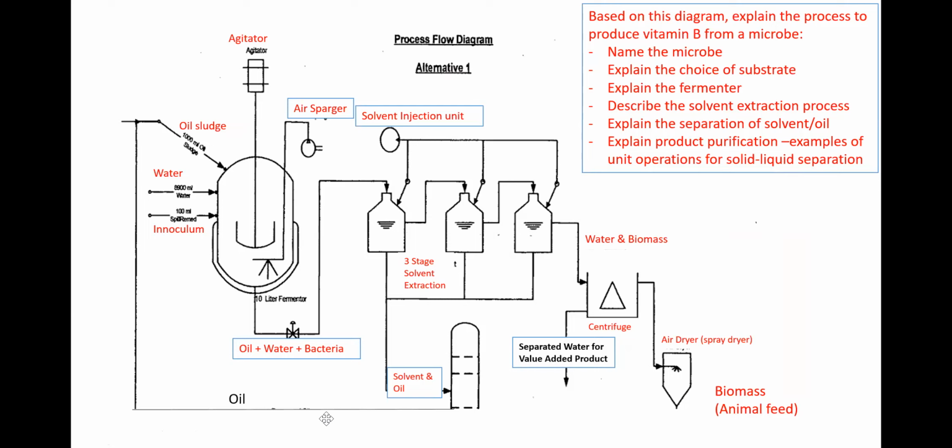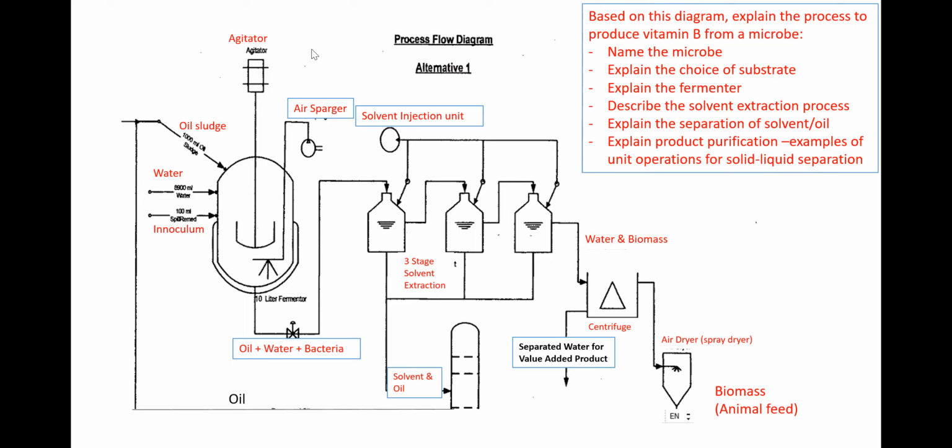Based on this diagram, explain the process to produce vitamin B from a microbe. So you have to name the microbe which is used to produce vitamin B, and you have to propose or explain why you choose a certain substrate. And you explain the fermenter, meaning the parameter control. And you have to describe, for example, in this process using oil sludge, the inoculum.